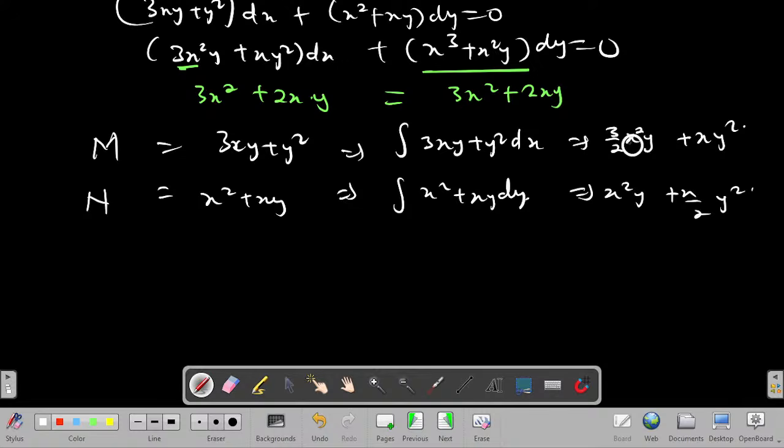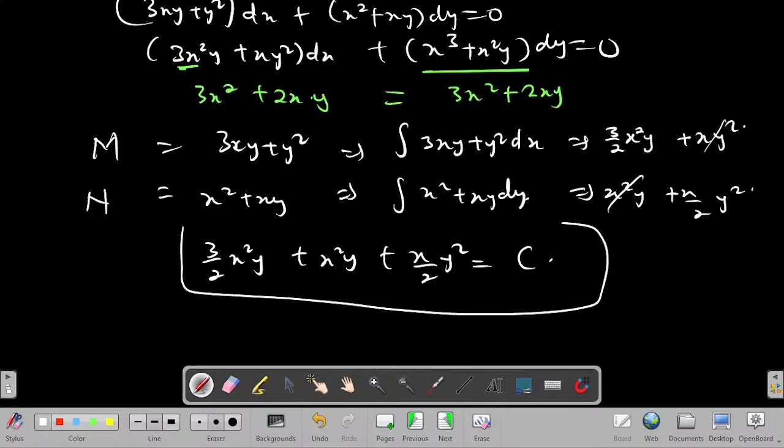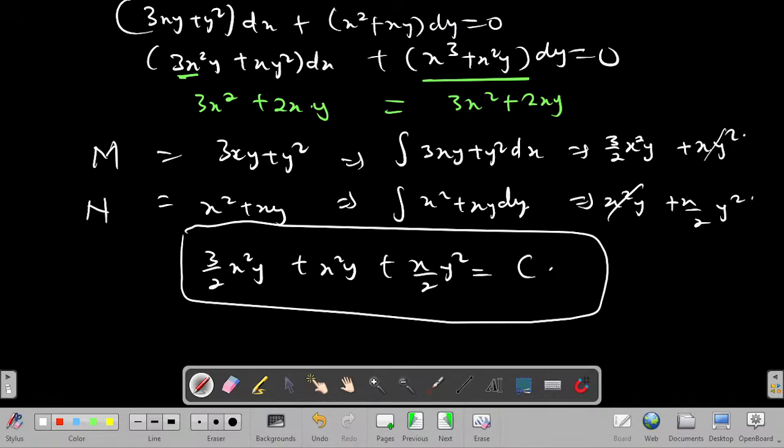I'll take my first one, 3 on 2 s squared y plus s squared y. But s squared y appears, so you just take x over 2 y squared equal to what? Your c. So this then becomes your solution to the non-exact differential equation you found above. So this is how you solve it, and I hope you've understood this clearly, right?